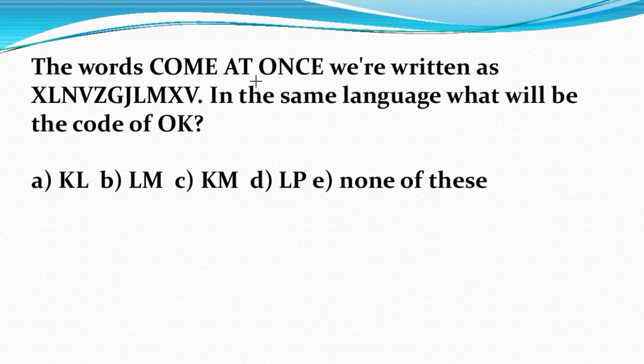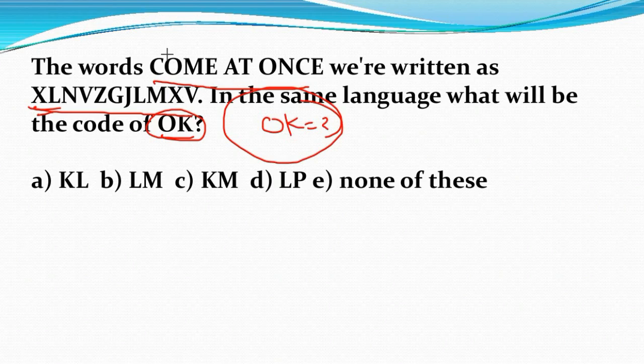The word "come at once" is written as this. It means "come at once" is coded by this. In the same language, what will be the code of OK? We have to find the code of OK.